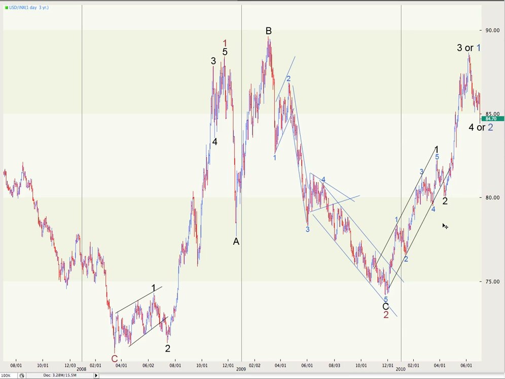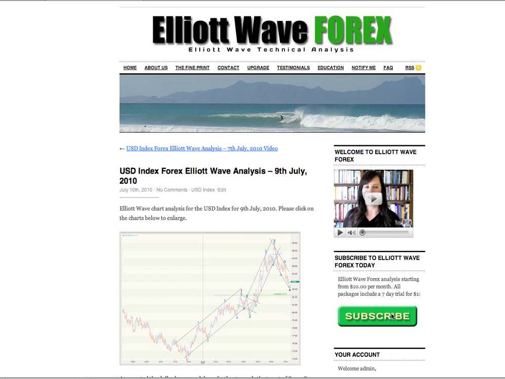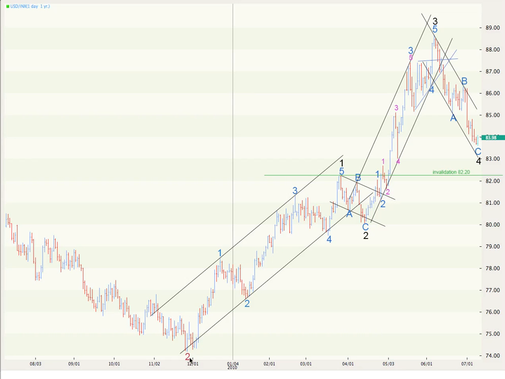Taking you now to a daily chart where we're just going to look at this last piece of movement from this maroon 2 down here, and here are our more recent dollar rises, a more up-to-date chart for you. 5 waves up at minor degree to end intermediate 1, ABC down for intermediate 2, 5 waves up for intermediate 3, ABC down for intermediate 4.